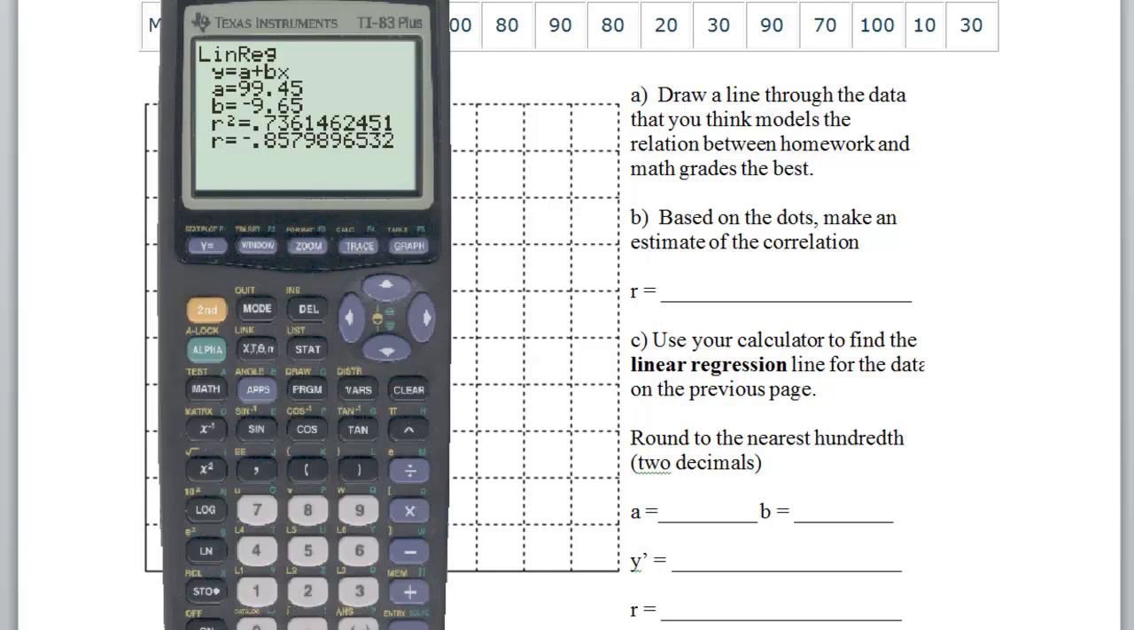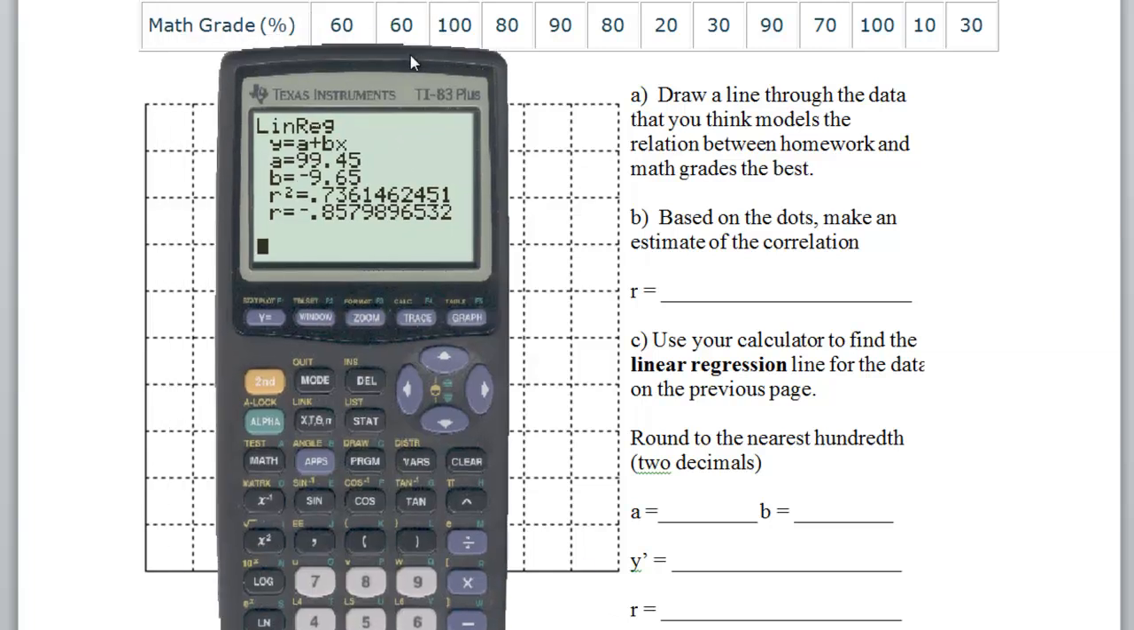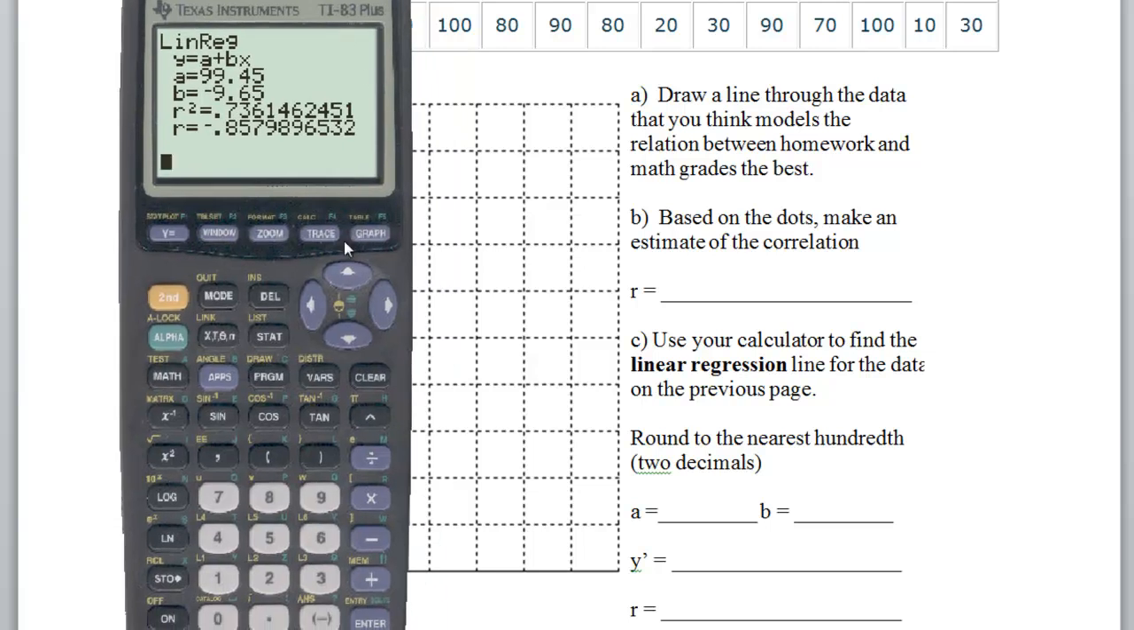This is a negative correlation. As the hours of TV go up, your math grade goes down. So this is going to be dots that go in a downward pattern, and it has a negative correlation. You may want to fill the scatter plot out and do A and B before I show you the final answer for C.